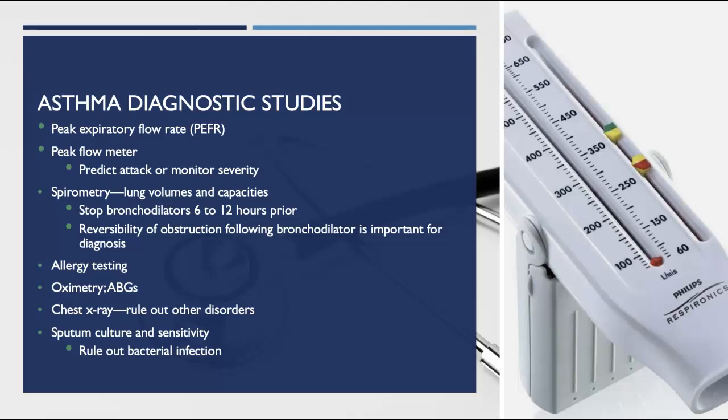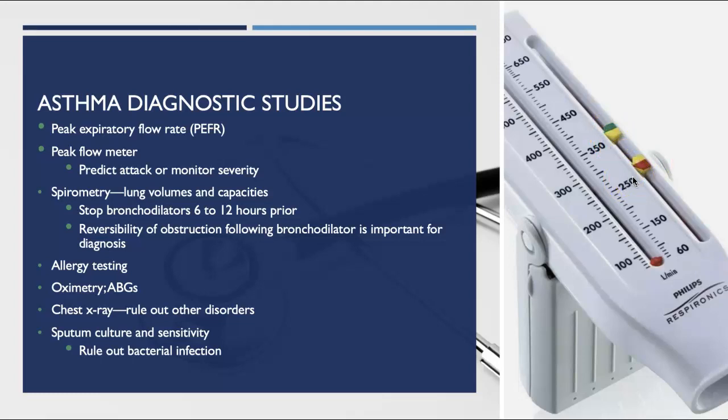Not only do we need a good history and physical assessment, there are other things that we're going to need to know to determine if somebody has asthma. A peak expiratory flow rate is done by using a peak flow meter, and I have a picture of one right over here. It helps to predict an attack or monitor severity. Notice how there's a green up here and a yellow and a red. We'll talk more about that in the next slide.